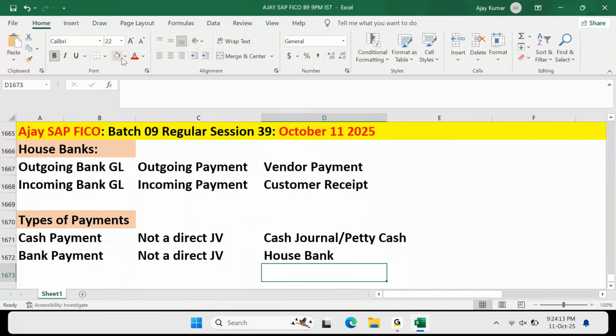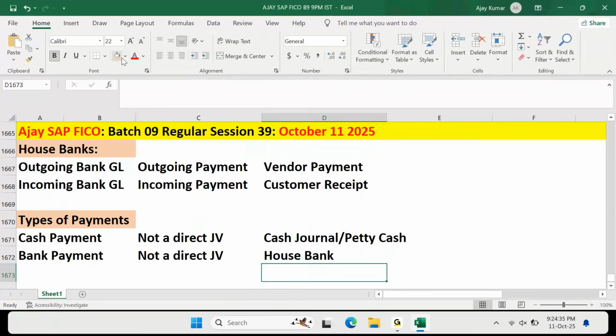Without which you are not supposed to record a cash or bank transaction, let it be incoming or outgoing, whether you receive money or give money in the form of cash or in the form of a bank. Without a cash journal, without a house bank, these are not allowed. Understood, right?